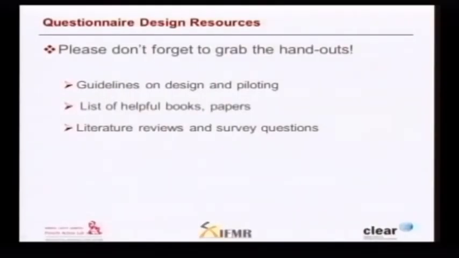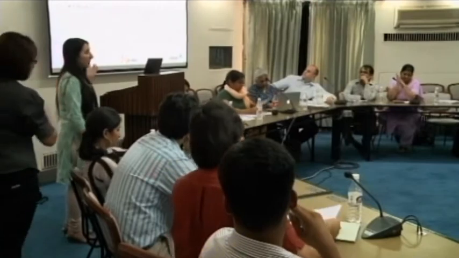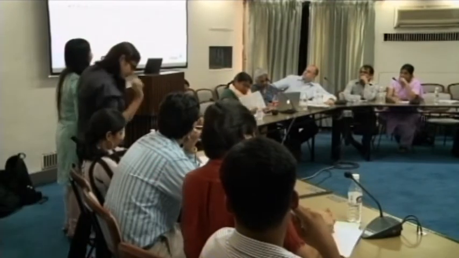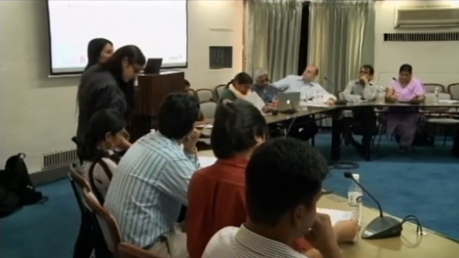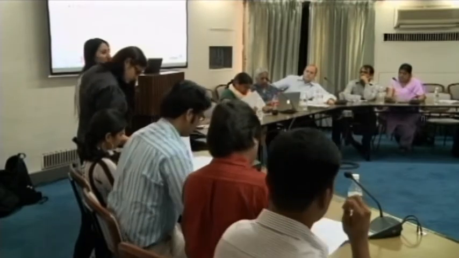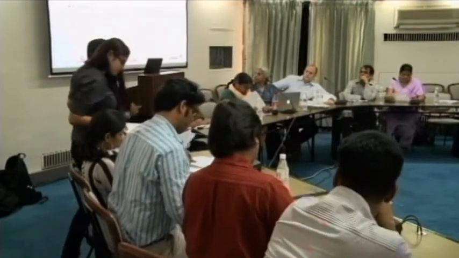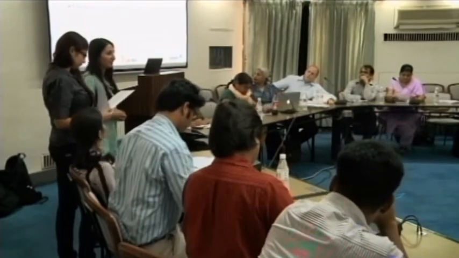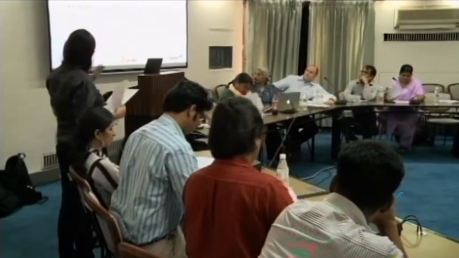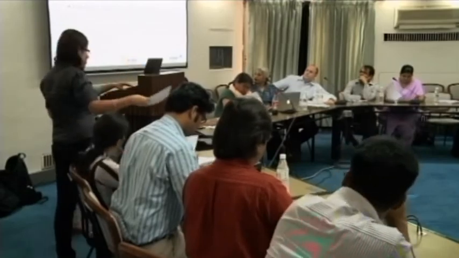And finally, for a few tips and design resources, there are handouts that are being given out and are on the front desk, which have guidelines on designing and piloting from JPAL, IPA, and CLEAR, and a list of helpful books and papers, as well as literature reviews and survey questions from previous JPAL, IPA studies. So hopefully these will be useful. All the tables should have these papers. They should be on the tables.